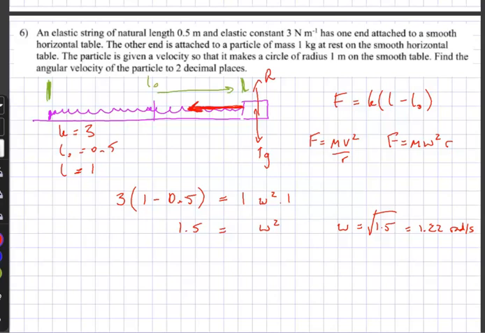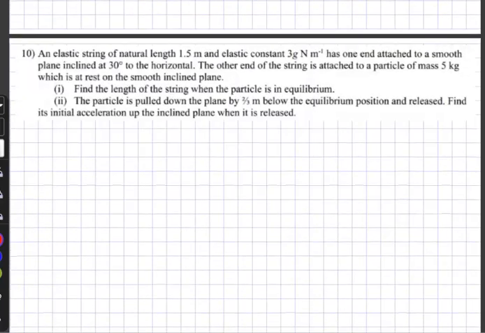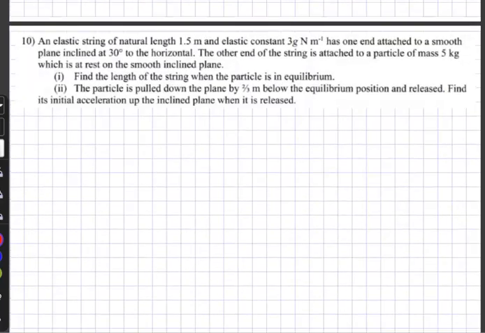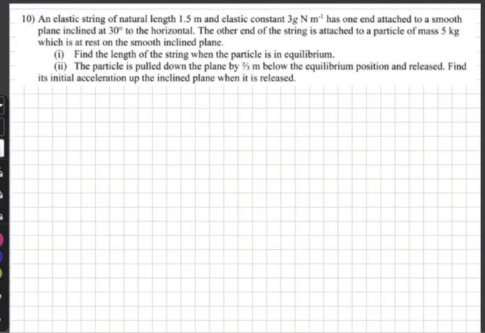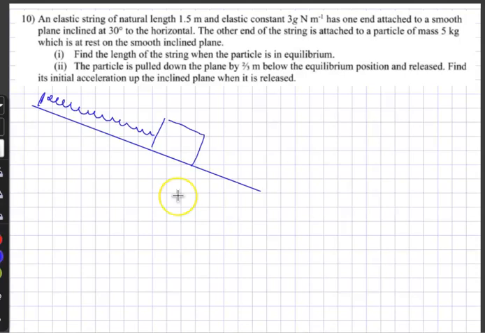Fairly straightforward, hopefully. We have the last question. We have an elastic string or spring of natural length 1.5 meters, an elastic constant of 3g, has one end attached to a smooth plane inclined at 30 degrees to the horizontal. The other end of the string is attached to a particle of mass 5 kilos, which is at rest on a smooth inclined plane. So we have our angle of 30 degrees. We have our string that has a constant of 3g. It has a natural length of 1.5. That's L naught.